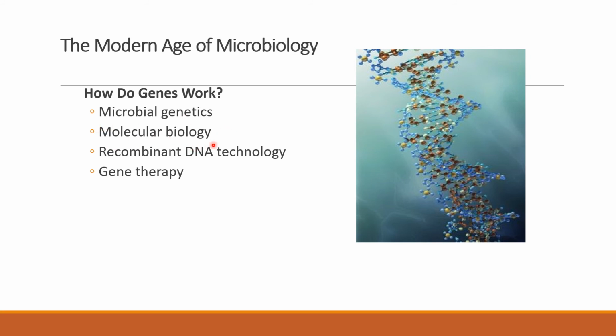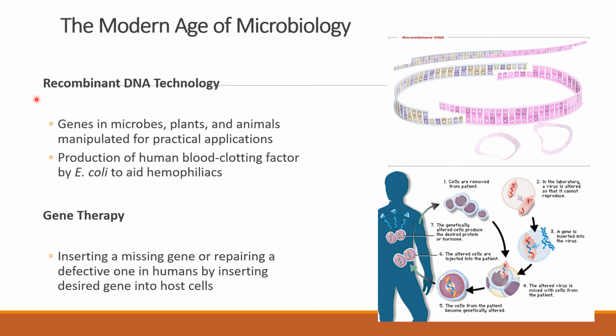We have molecular biology, which has evolved recombinant DNA technology, and even talk about gene therapy using microorganisms. When it comes to recombinant DNA technology, the genes present in plants or microbes or animals are manipulated so that we can use them for some practical purposes. Like we are able to produce human blood clotting factors using E. coli, and they are using them to treat hemophiliacs, people where the blood coagulation time is more, or they'll be bleeding if they get any cuts or bruises. So if you can introduce these blood clotting factors, you give them relief.